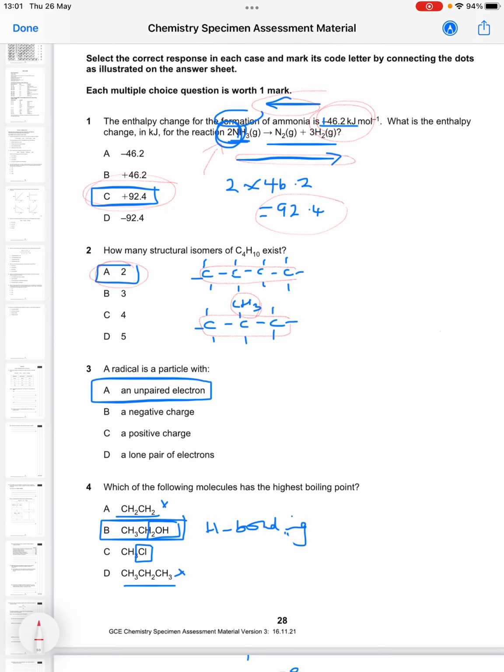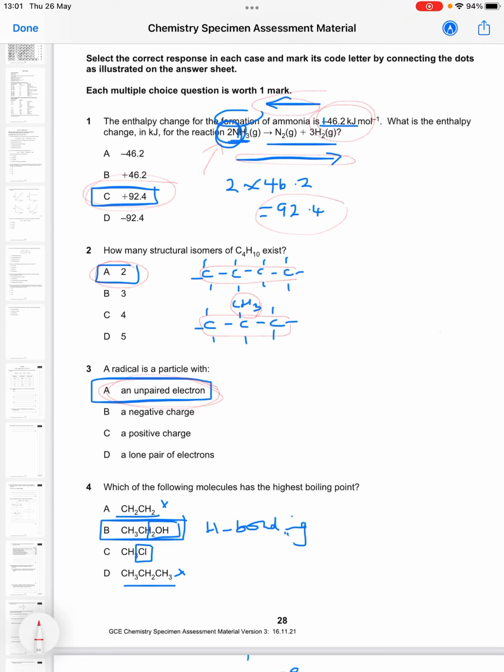And in 3, a radical is a particle with an unpaired electron. That should be a no-brainer for you. A particle with a negative charge or a positive charge are ions, and something with a lone pair of electrons is just something with a lone pair of electrons. So the answer there is A.